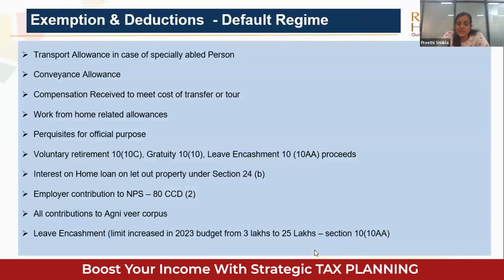There are a few deductions available in the new regime, or the default regime. These are the ones. Noteworthy ones are interest on home loan on let out property. That is, if you let out the property, you can claim interest under Section 24B. Employee contribution to NPS, we mentioned this in an earlier slide too. And leave encashment, the limit has been increased from 3 lakhs to 25 lakhs. So these are some additional benefits that the new tax regime gives. It's not that nothing is allowed.